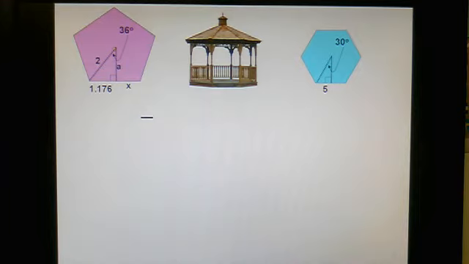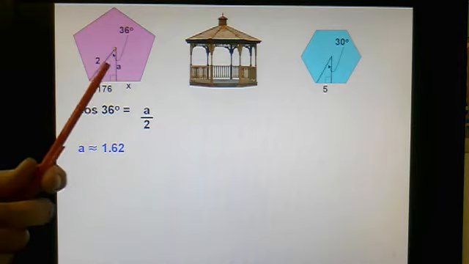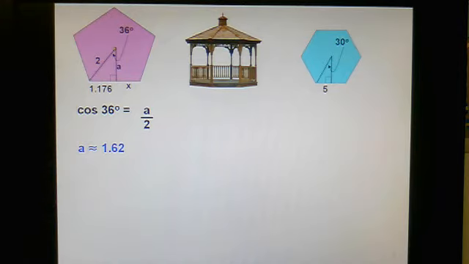As you work through it, I think this ends up being 1.176. I think if you use a sine ratio, you can get that value. And I believe the apothem, if you use a cosine ratio, ends up being 1.62. That's my cosine equation, because the apothem is adjacent to that angle. And I believe that x is 1.76, either using the Pythagorean theorem or a sine ratio.